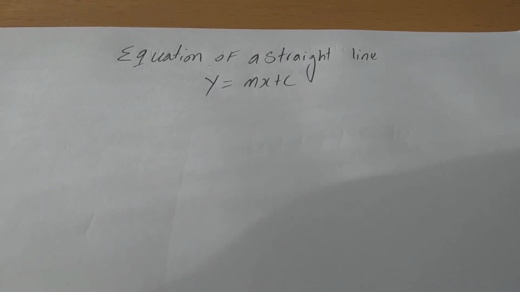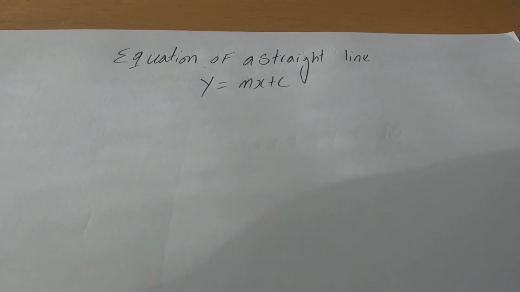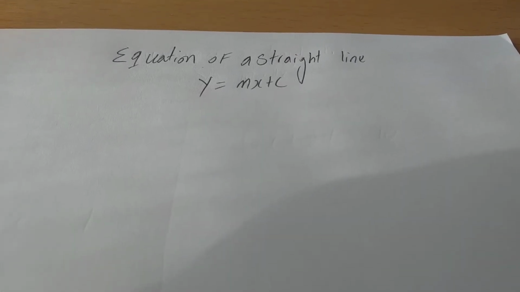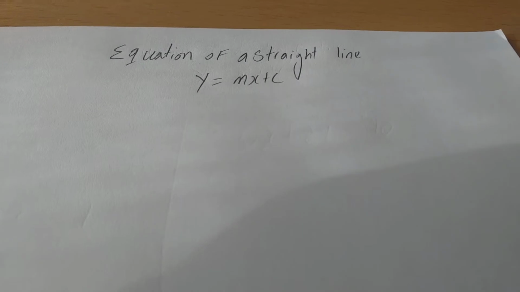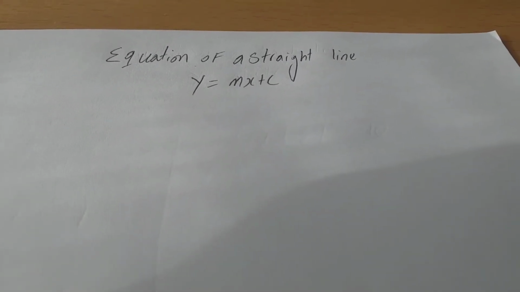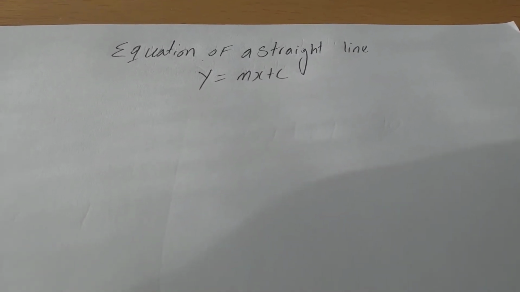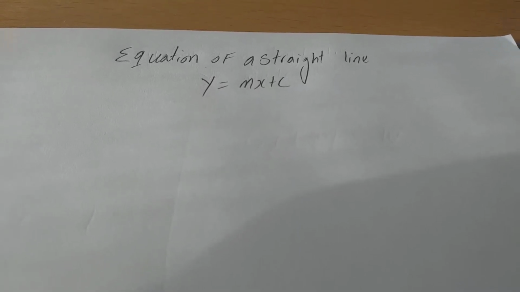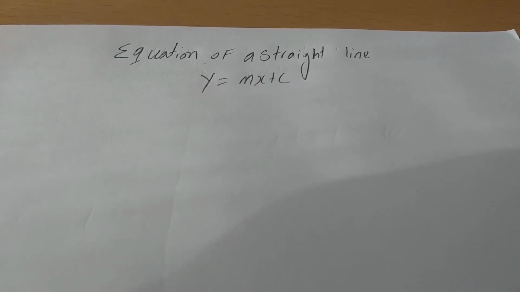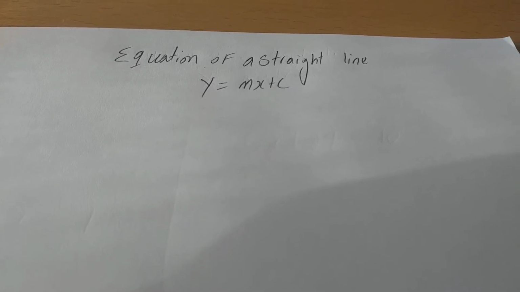Equation of a straight line. Alright, so today we're going to be looking at the equation of a straight line, which is in the general form y equal mx plus c, where both m and c are constants. They are real numbers, they have number values. M here represents the gradient, while c represents the y-intercept.